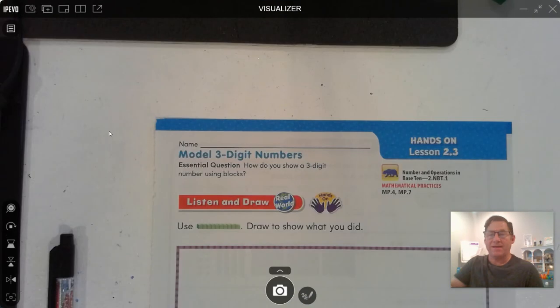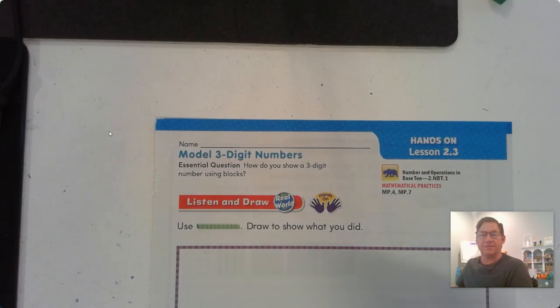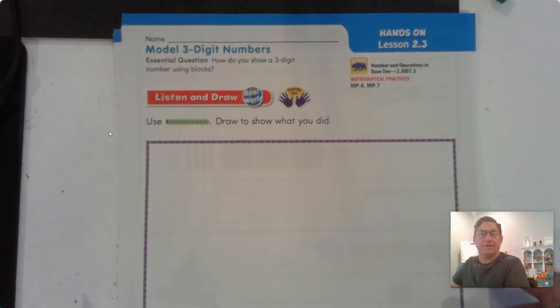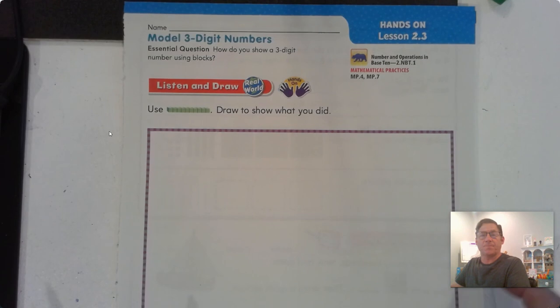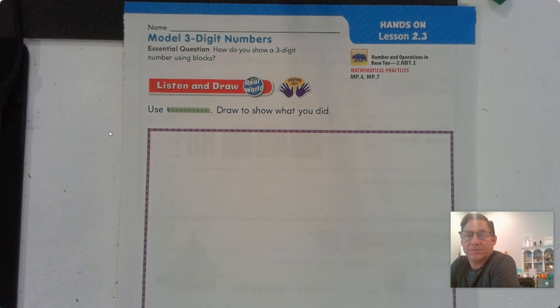Hello, everybody. In today's lesson, we're going to continue with modeling three-digit numbers and talking about how to write three-digit numbers. In this lesson, you should be able to answer the essential question of how do you show a three-digit number using blocks? In other words, how do we create models for these? And we've been actually talking about the models for three-digit numbers in the last couple of lessons. So we're on page 65 of the second grade Go Math textbook.